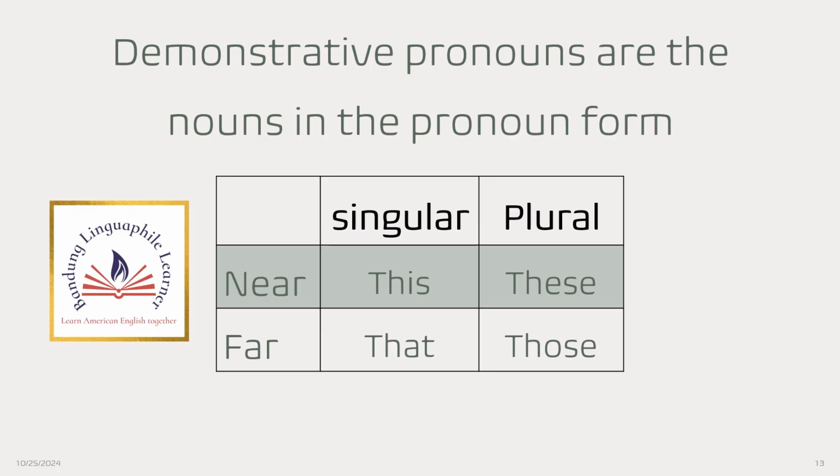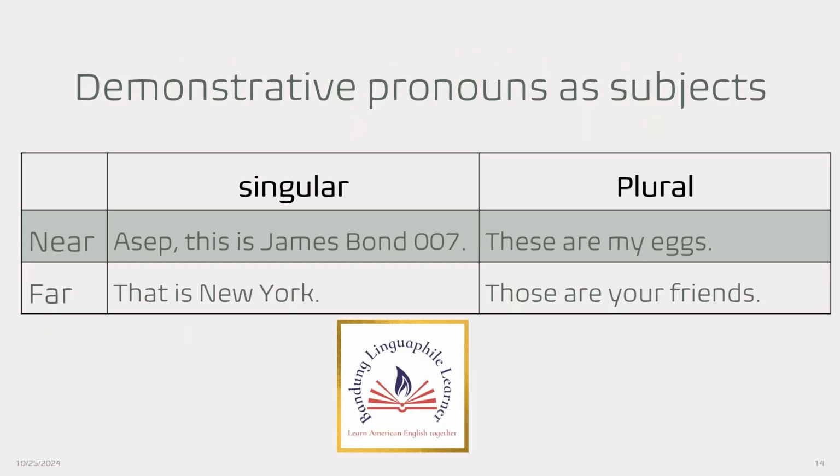Summary. We have learned the demonstrative pronouns such as this, that, these, those. Demonstrative pronouns as subject. For example, Asep, this is James Bond 007. That is New York. These are my eggs. Those are your friends.